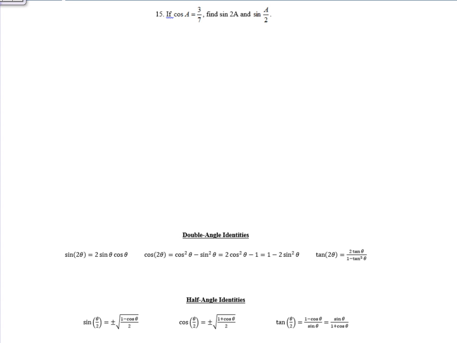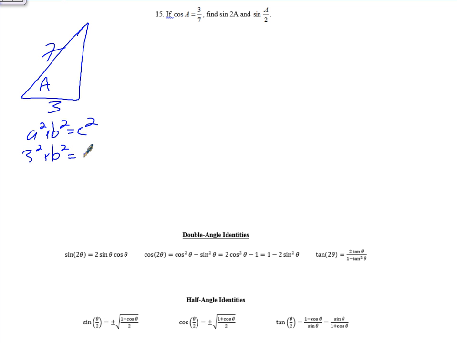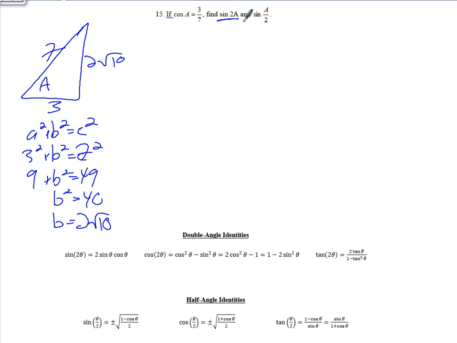So this next problem's essentially the same. So I suppose I can run through it real quickly. We have A, cosine is adjacent over hypotenuse. So again, I now have A squared plus B squared equals C squared. So 3 squared plus B squared equals 7 squared. So that's 9 plus B squared equals 49. B squared equals 40. So B is going to end up being 2 root 10. And again, I'm just going to plug it in to these two identities from down here.